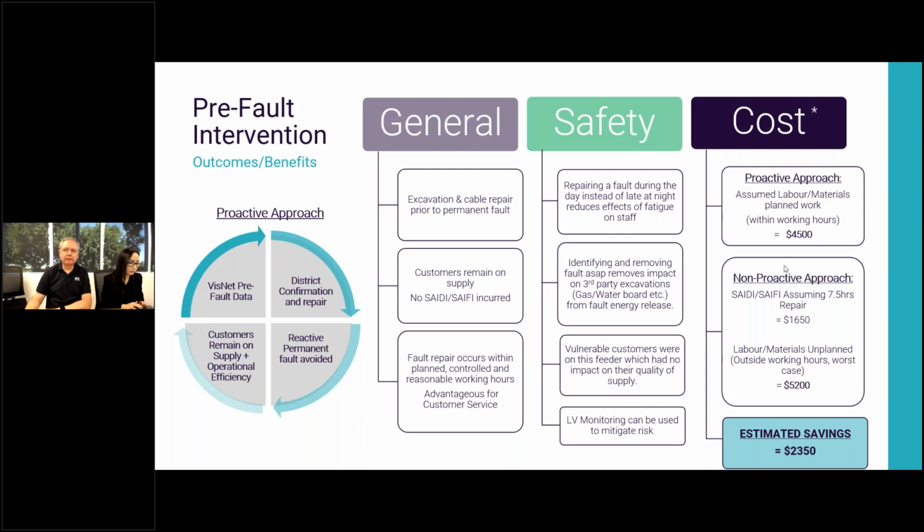But the real benefit in this particular case of a proactive approach is that you're not incurring the SAIDIs and SAIFIs. And in the UK, assuming something like a 7.5-hour fault for a repair fault standard time was about $1,650. So the estimated savings in that one instance is about $2,350. So if we can move towards that, and you've got the monitoring on there for different reasons, you can still use it in a maintenance or an operation phase to have a cost benefit and safety benefit on the networks.